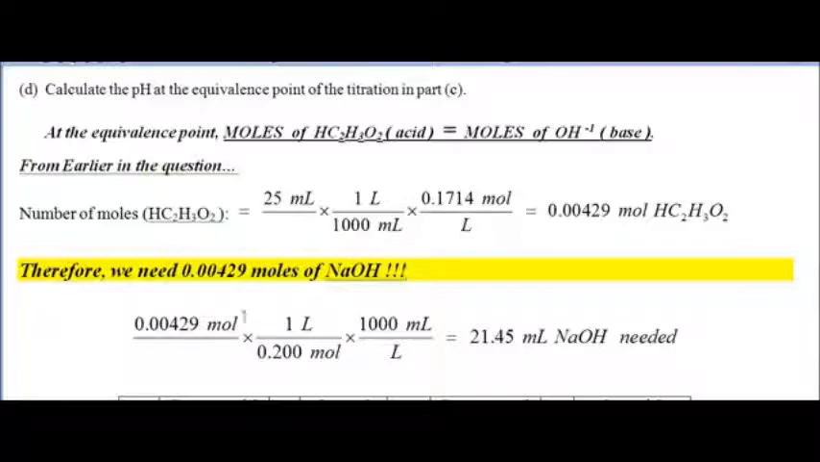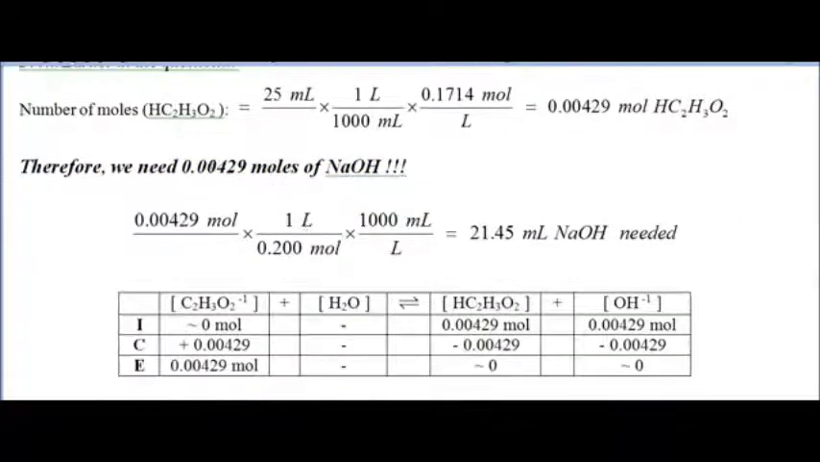So we need to find out how much of the total volume of sodium hydroxide is added, which takes a calculation. Since we know the number of moles, 0.00429 moles of sodium hydroxide, and we know the concentration, we have to start with the number of moles so that the moles will cancel out, and we'll be left with our volume, which in this case is milliliters. So to have 0.00429 moles of the strong base added, I'm going to need 21.45 milliliters of sodium hydroxide added to the 25 milliliters of the acetic acid to reach the equivalence point.